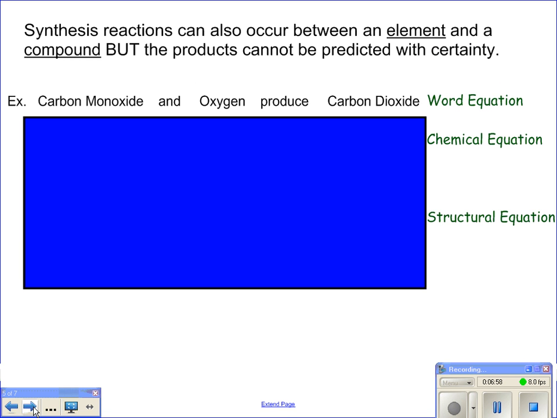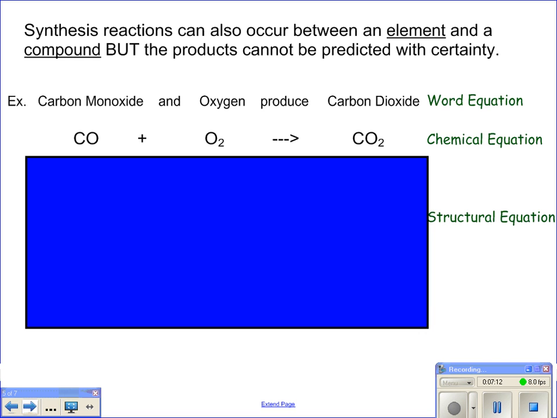Now, synthesis reactions can also occur between an element and a compound, but we can't predict things very easily when we do so. So for example, carbon monoxide and oxygen can make carbon dioxide. If we take a moment to write the chemical equation for that, we see it would look like this. That one's fairly easy to maybe predict because merging those two together would yield something very common, but you might stop and think, well, one CO and one O2 would make CO3. And again, not everything goes together in a one-to-one reaction, so it's not easily predictable.